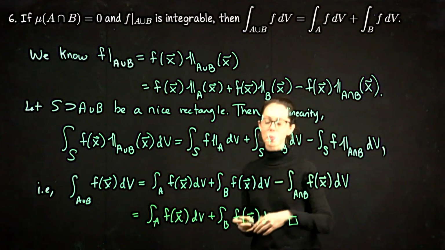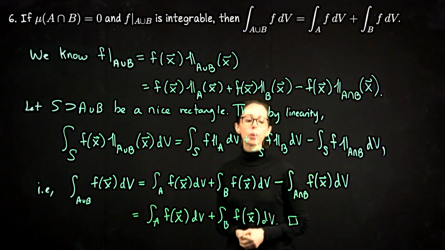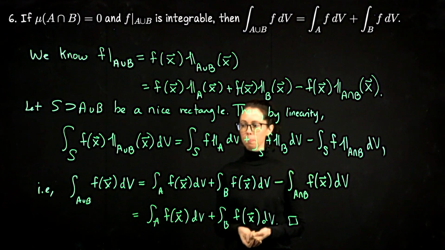Okay, so this was 0, as we said a moment ago, because this domain of integration here has measure 0, and we proved that integrating over a measure 0 set produces an integral which is 0.